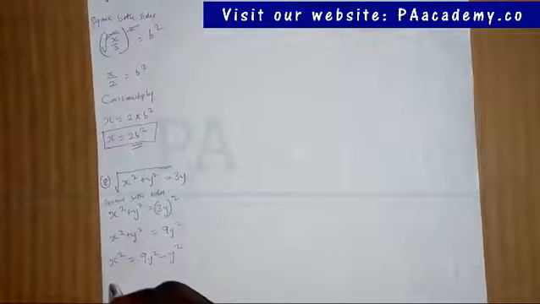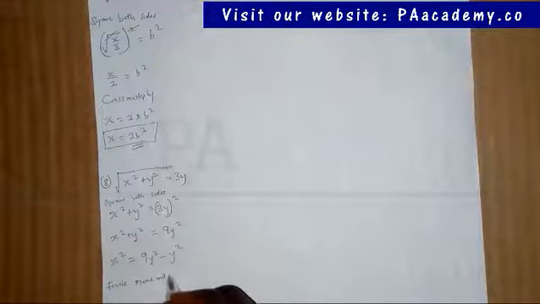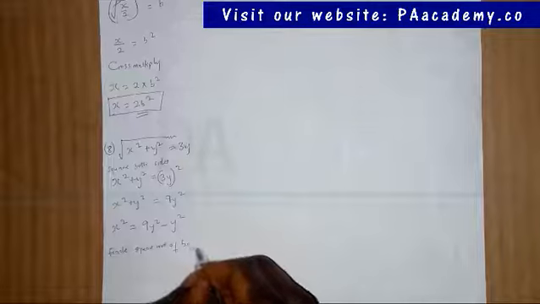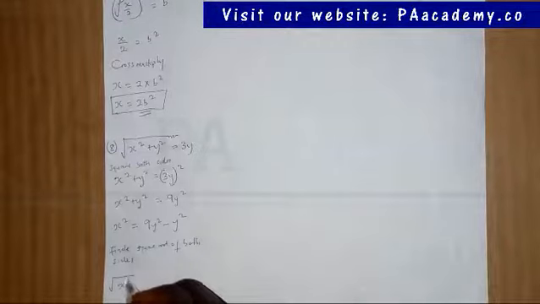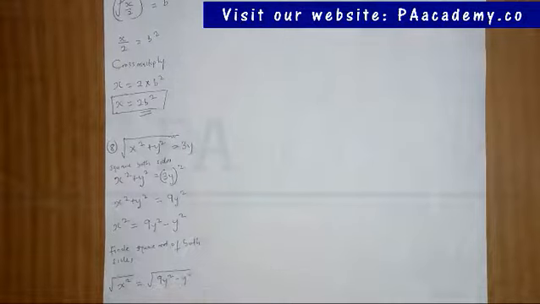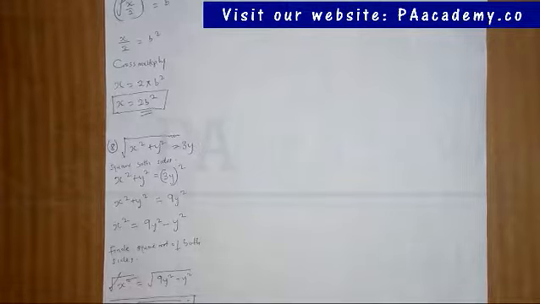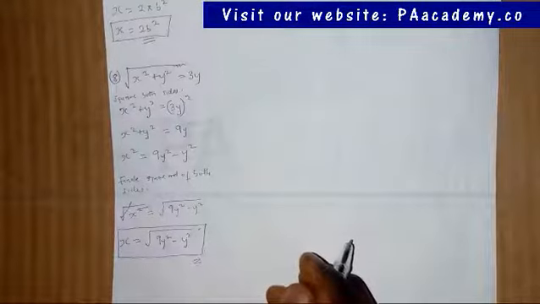So for x to stand alone, we'll find the square roots of both sides. In doing that, we are going to be having the square root of x squared equals the square root of 9y squared minus y squared. Alright, so the square root will cancel the square. So that means our x will be equal to the square root of 9y squared minus y squared. And this is our answer.